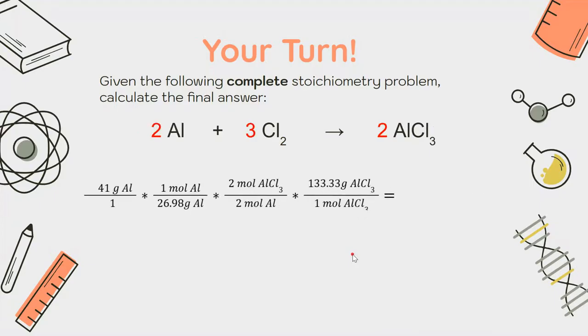Go ahead and try one more. Again, I've set up the problem for you. How would you calculate this stoichiometry problem? What you should have gotten was 202.61 grams AlCl3. The way you'd get that is you would do 41 times 26.98 times 2 divided by 2 times 133.33.